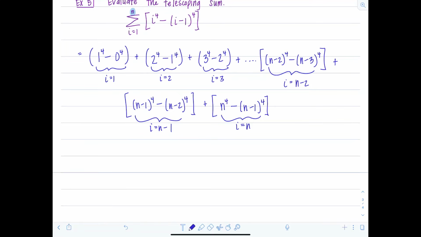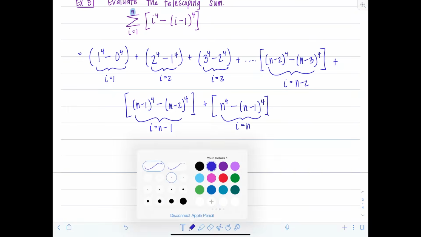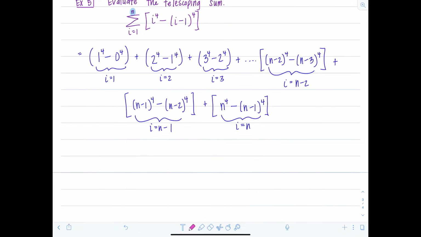Now notice here, this is where the fact that the sum is telescoping comes into play. I have positive 1 to the 4th as my first term, and that's going to cancel out with this negative 1 to the 4th. And then 2 to the 4th is going to cancel with this negative 2 to the 4th. And then you could imagine the next term, I would lose 3 to the 4th. So what's the only term that didn't cancel out? This negative 0 to the 4th.